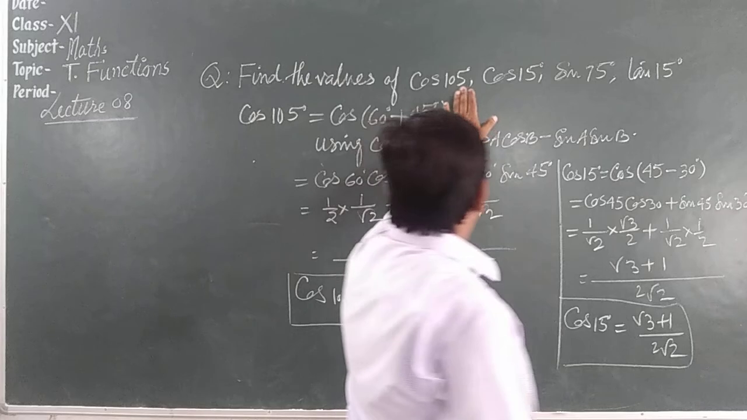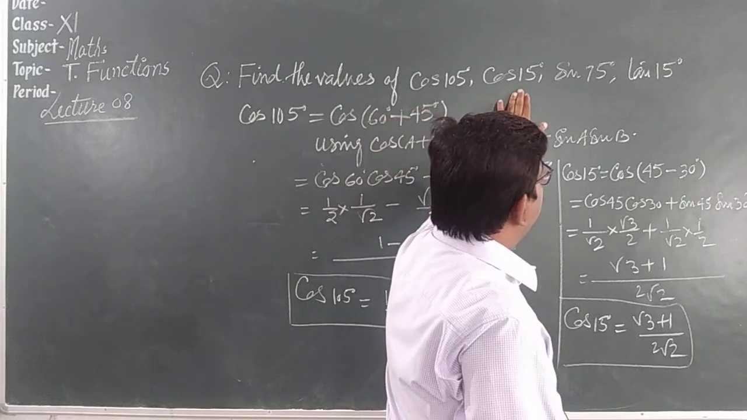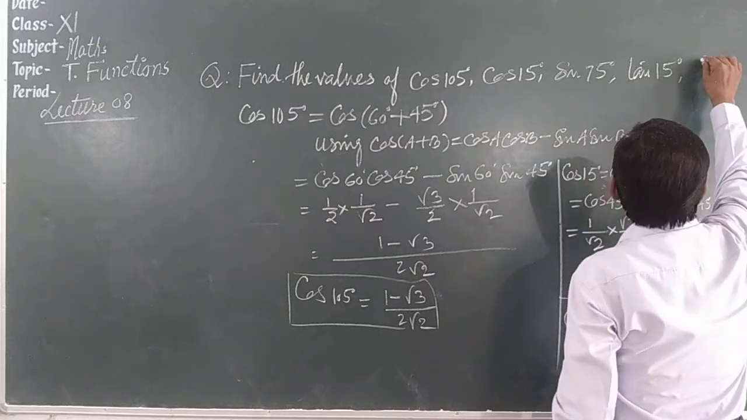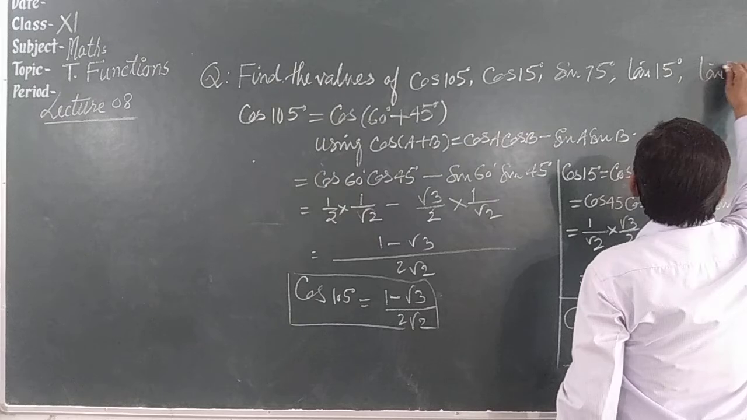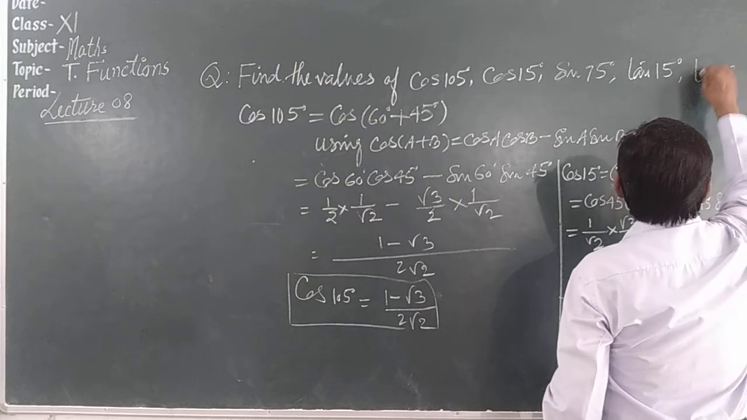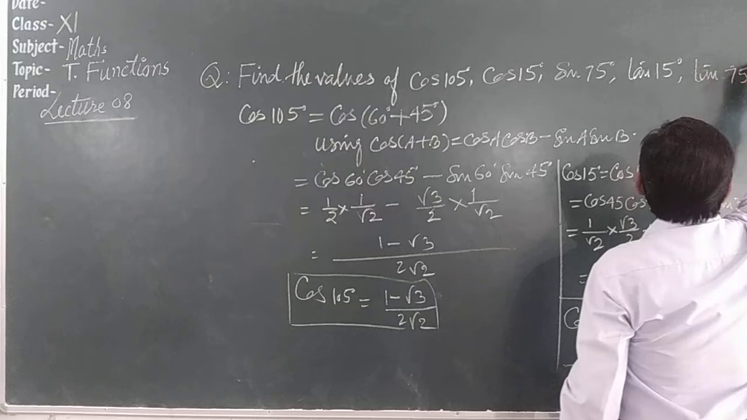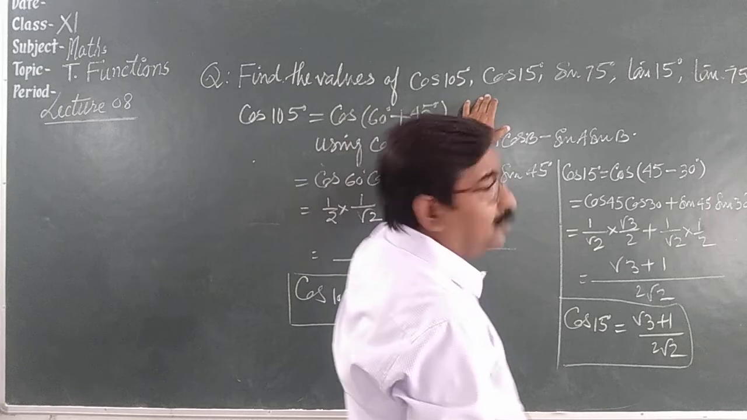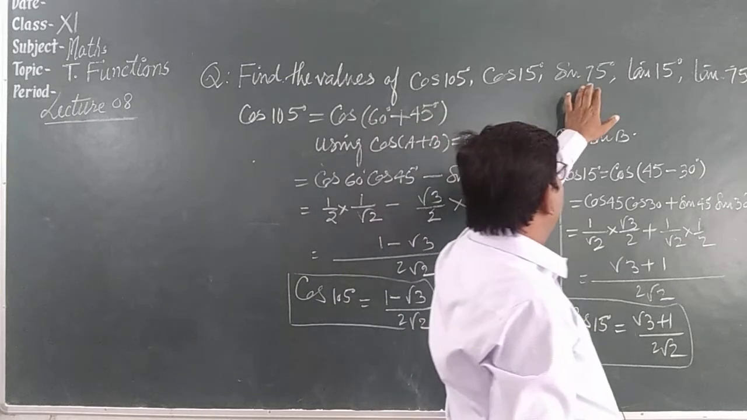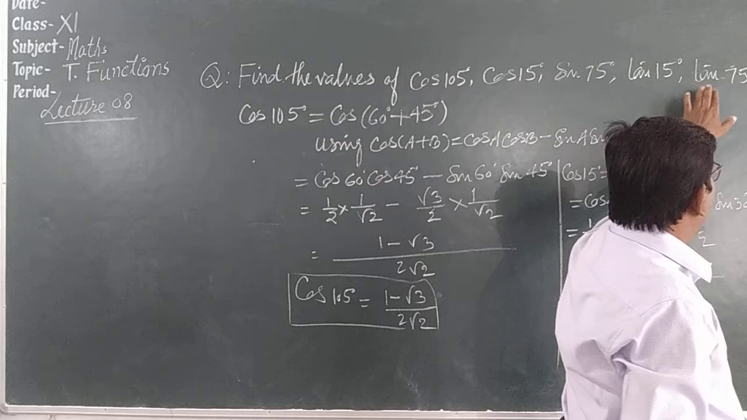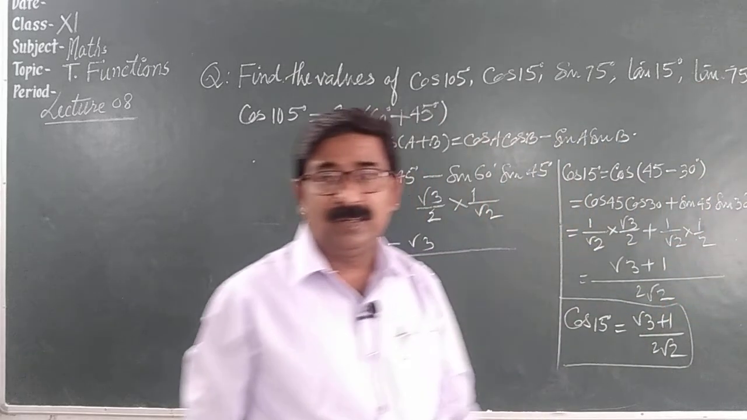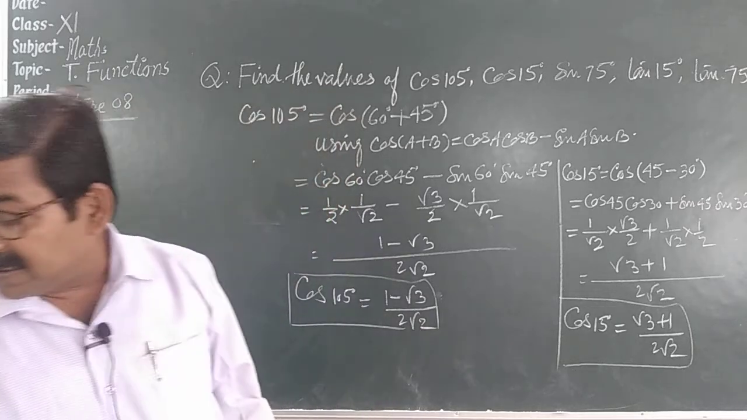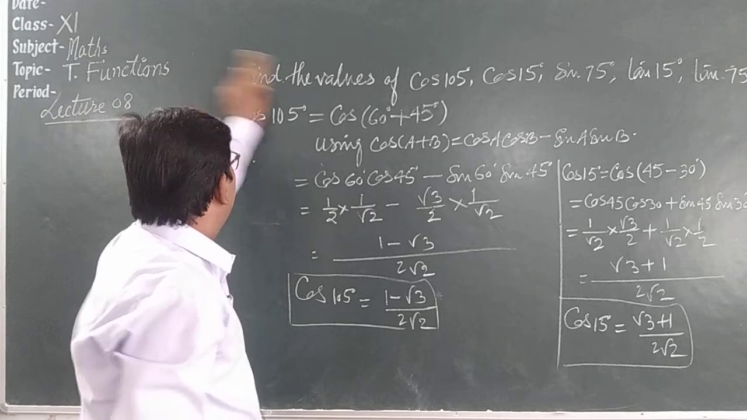I have written here cos 105, cos 15, sin 75, tan 15. We can find more, tan 75 degrees and so on. So I have got 2 of the values. Now the remaining 3, sin 75, tan 15, tan 75, you can practice yourself. Can you write? Okay. Now let's see some more types of questions.